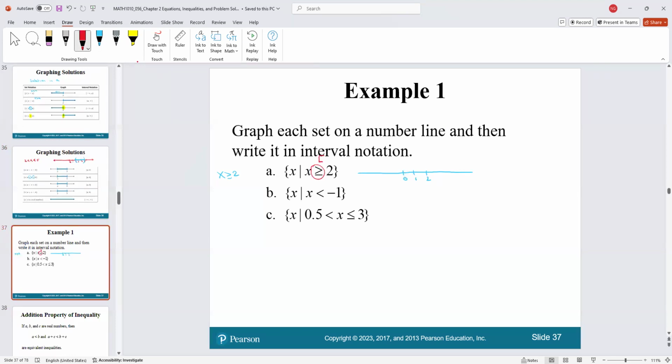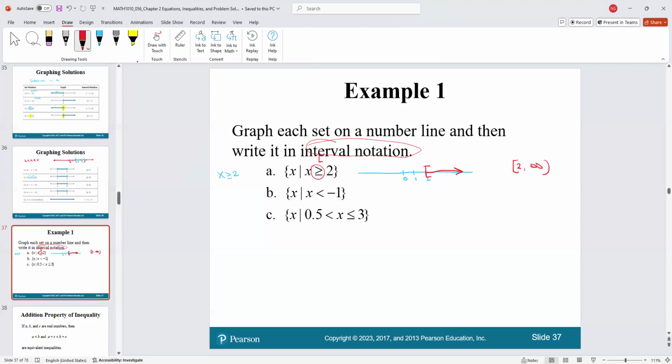So we use a bracket open to the right, and we show the solutions will go this way. The interval notation would be: we start at 2 going to infinity, closed with a parenthesis.